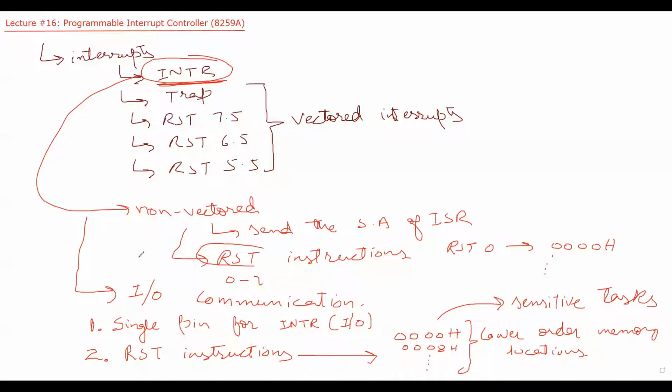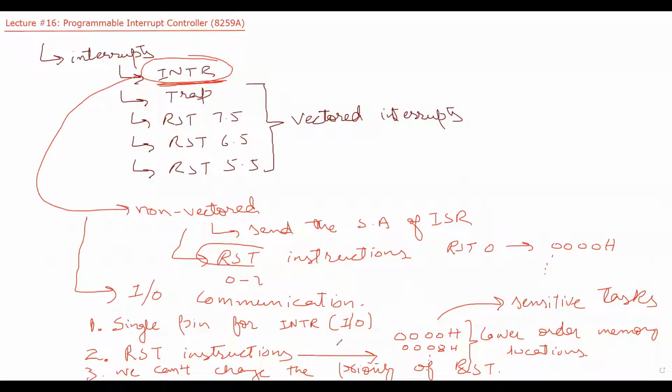So these limitations are having a single pin for INTR and having the capability of only sending RST instructions. Another limitation, the third limitation, is that we cannot change the priority of RST instructions. That means RST instructions have a fixed priority. RST 7 has the highest priority, then comes RST 0 at the end. Because of these limitations, we have to look for some solution.